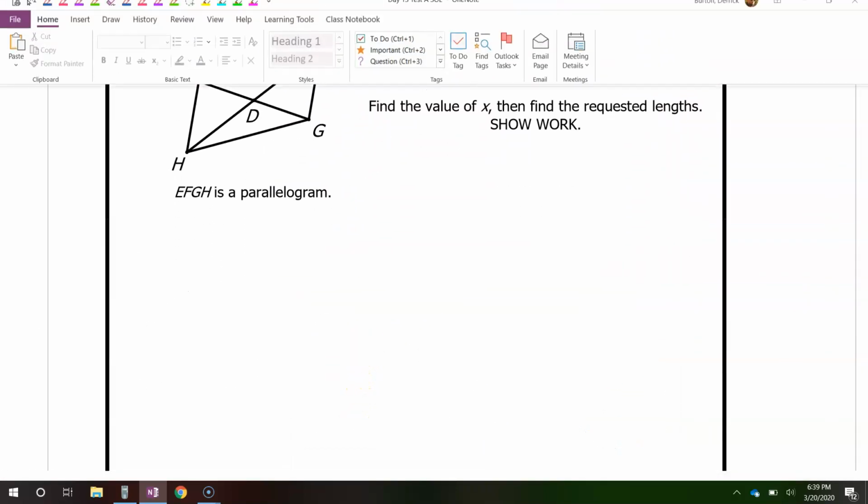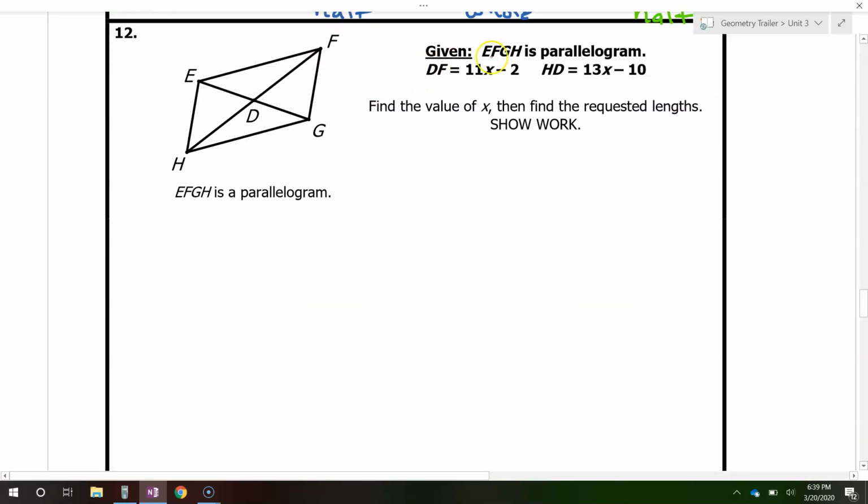All right, number 12. This is a parallelogram, so we'll keep that in mind. DF is 11x minus 2. So here's DF right here, by the way. This is DF, and that is 11x minus 2.